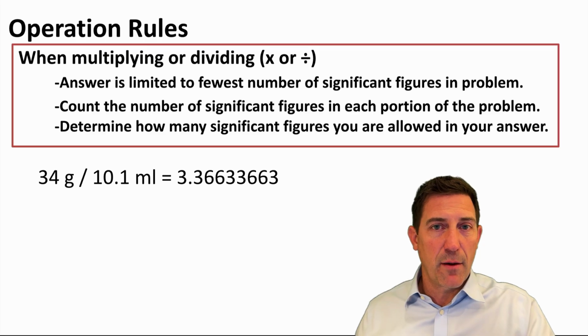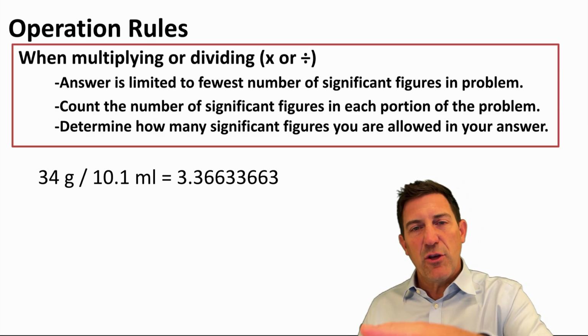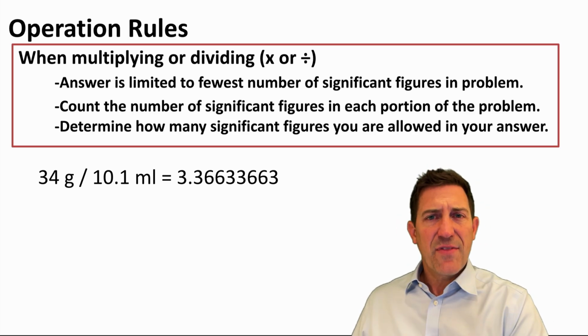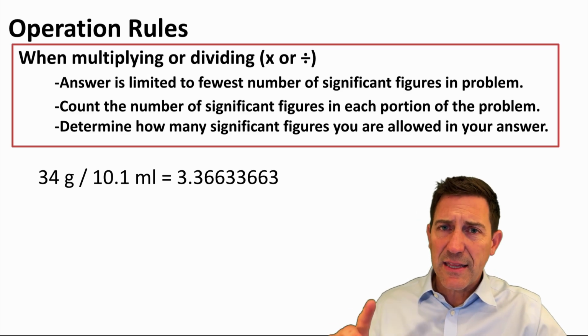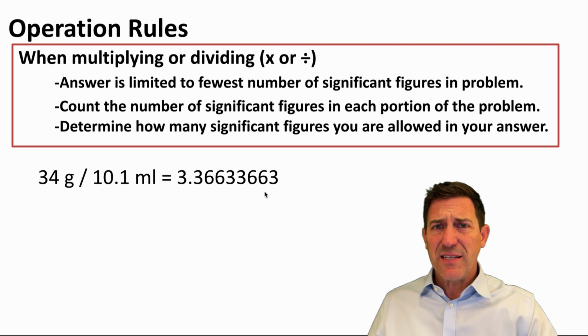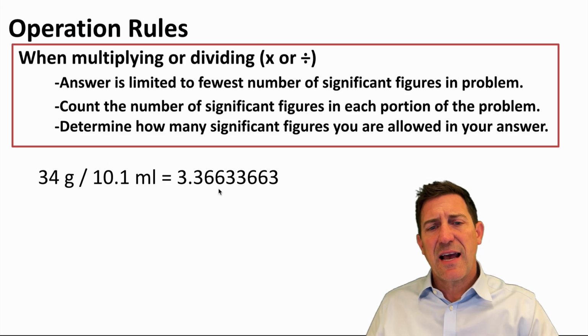Maybe I have an example problem here that says 34 grams divided by 10.1 milliliters. I've left the units off so that we can just focus on the actual numbers and walk ourselves through it. That's what my calculator screen says. And there's a lot of digits there, and I can't leave those digits there because if I did, that would imply that I had really, really good devices measuring this, like to be able to go down to that many places, but I didn't. These are fairly simple numbers. They're not that precise. So this is actually not true.